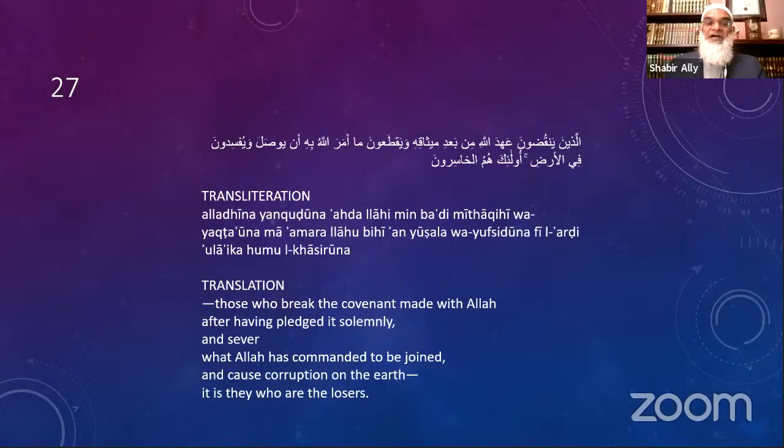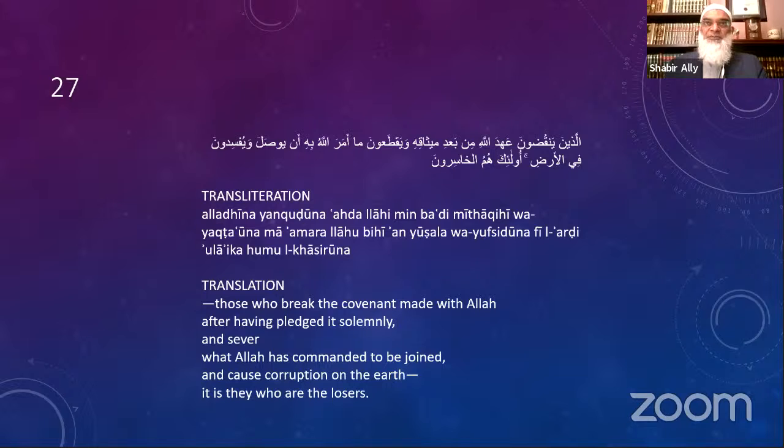الذين ينقضون عهد الله من بعد. So instead of min ba'di, I'm saying mim ba'di. This is another rule: when the noon of tanween or any noon, it's not noon of tanween this time, it's the regular noon, min ba'di, it's followed by a ba. So we assimilate the noon sound into the ba. So mim ba'di mithaqi wa yaqta'una ma amara Allahu bihi an yusala wa yufsiduna fil ard.